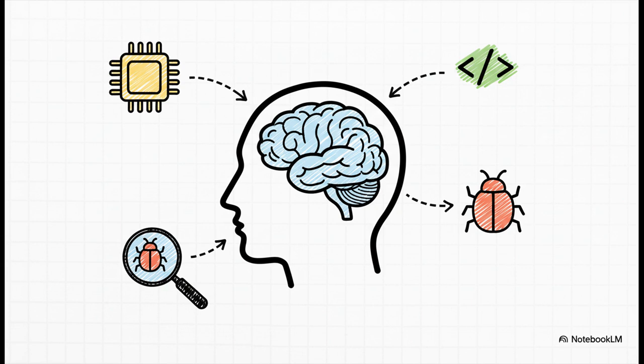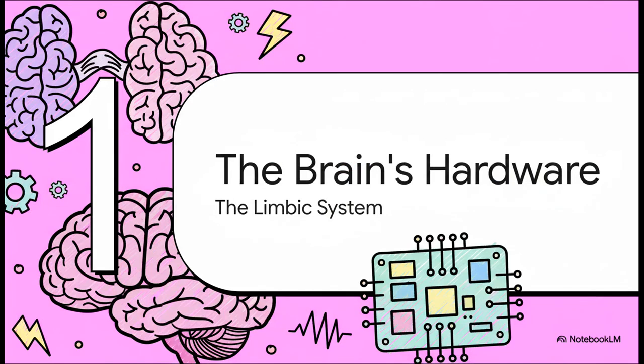psychiatry. We're going to start with the hardware, the physical stuff. Then we'll look at the software that runs on it. And finally, we'll dive into what happens when the whole system glitches. And maybe, just maybe, how we can debug the human mind. Okay, part one, the hardware.